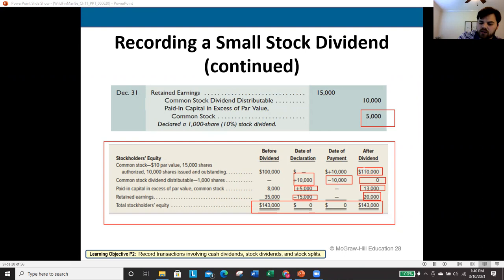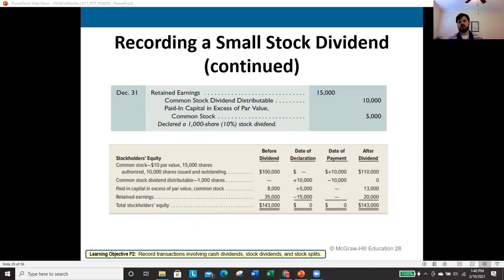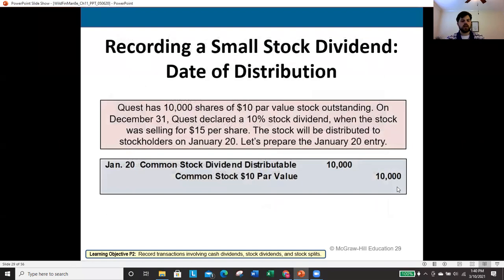So I have an increase of 10, an increase of 5, and a decrease of 15, netting out to a zero change, showing me that after my small stock dividend, my actual ending stockholders' equity is the same as my beginning stockholders' equity, or my stockholders' equity before this. So this is what we see with a small stock dividend. Very important. The actual small stock dividend itself does not change the total stockholders' equity amount. It just changes the makeup.